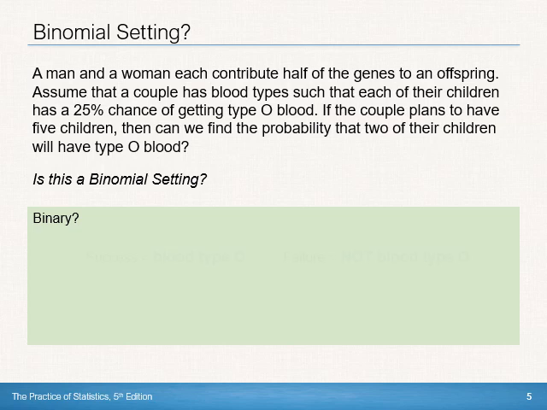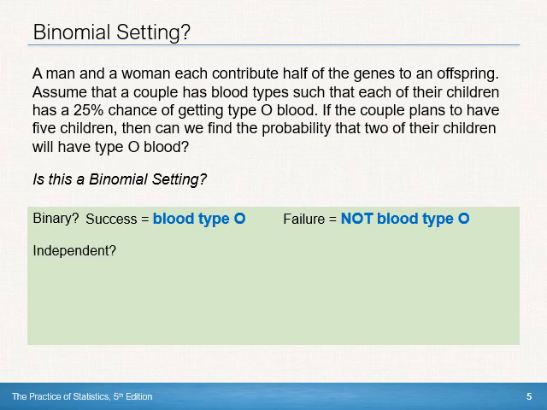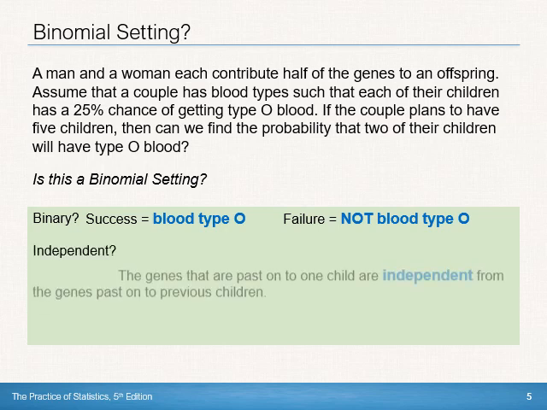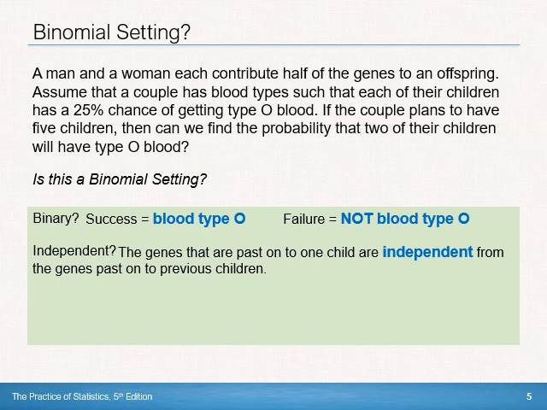All right, so is it binary? Yeah. Now you might say, but there are 4 blood types, right? And if you talk about positive and negative, there might be even more. But for us, it's either success or failure. Either it's O-type blood or it's not blood type O. So yes, it's binary for us. Are they independent? Genetics tells us that yes, each child's blood type is independent of the blood types of previous siblings.